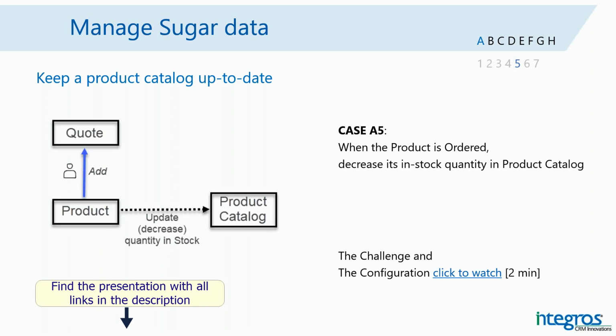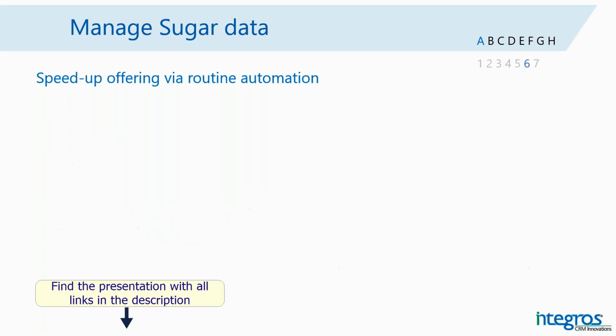And such control is implemented via automation rather than manual updating, because it's quite important to keep promises to the client. The in-stock quantity is actually our promise about how fast, for example, we can deliver this product. And continuing to speak about products.